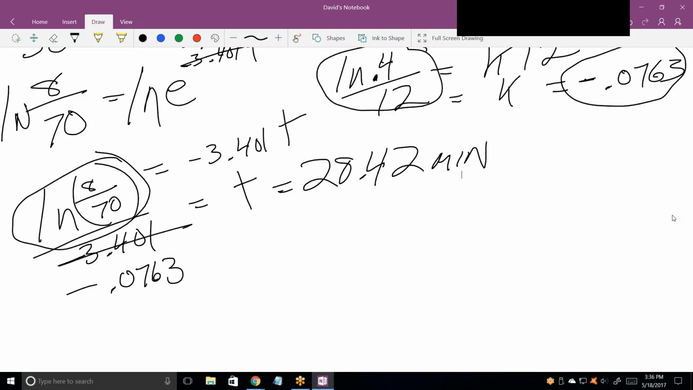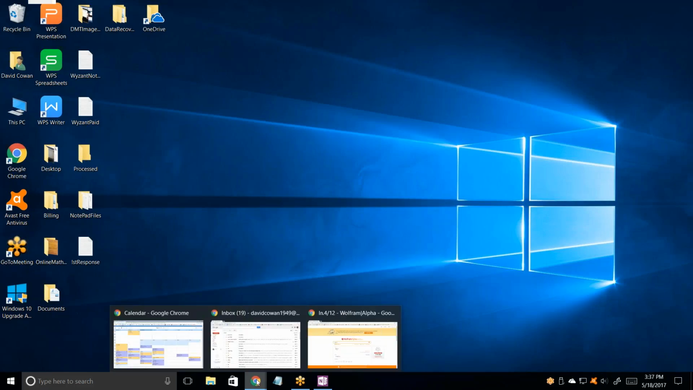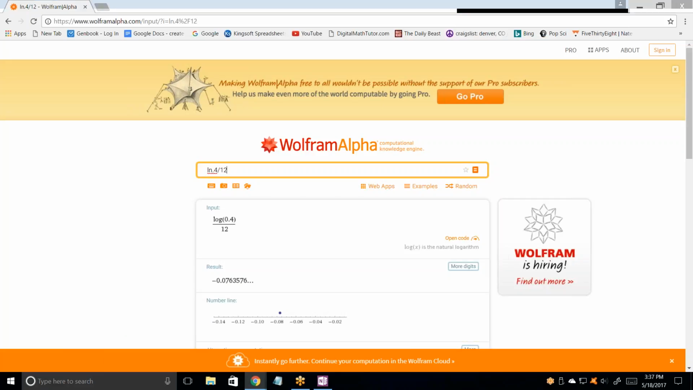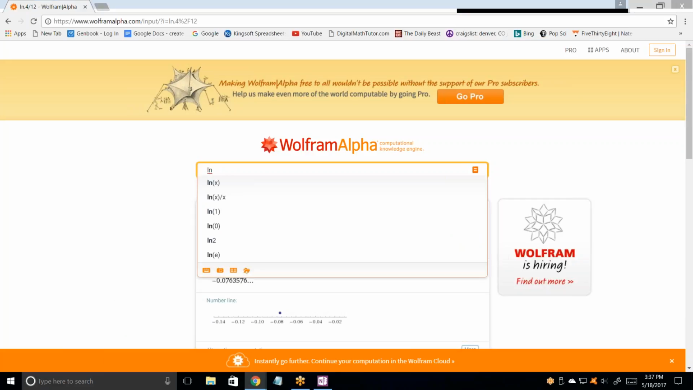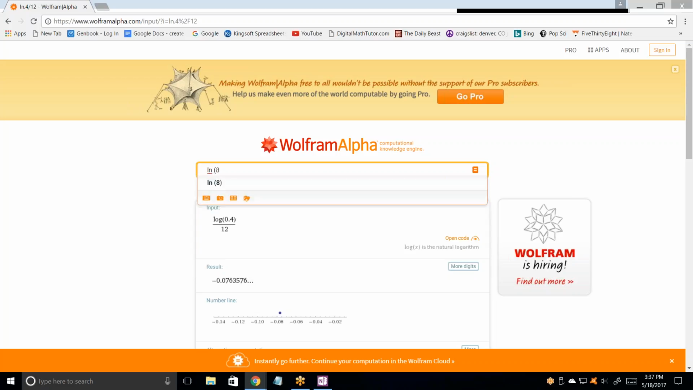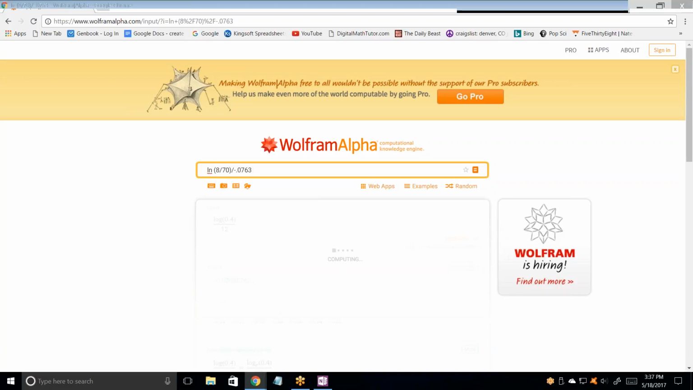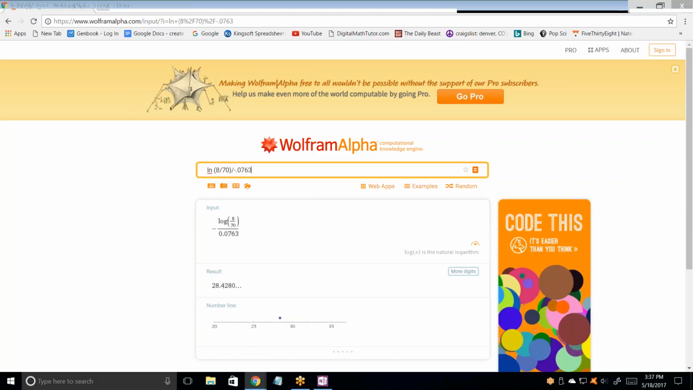So coming up with the natural log of 8 over 70 is your first step. Then divide all of that by minus 0.0763. Now, I can do it again on Wolfram Alpha, although I kind of feel like this is wasting our time. What is it? 8 divided by 70? Yeah. All divided by negative 0.0763. Okay, no, I'm sorry, I'm just wasting time at this point.